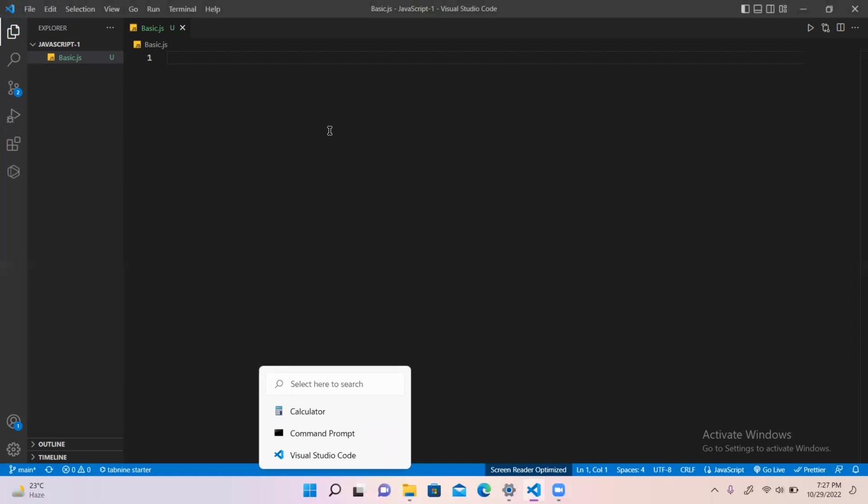Just take an example in mathematics: 2 plus 2 equals 4. So this is the input part, 2, this is also input part, and this is the output part. So how do we get the output inside JavaScript? It means to say how to print that value.